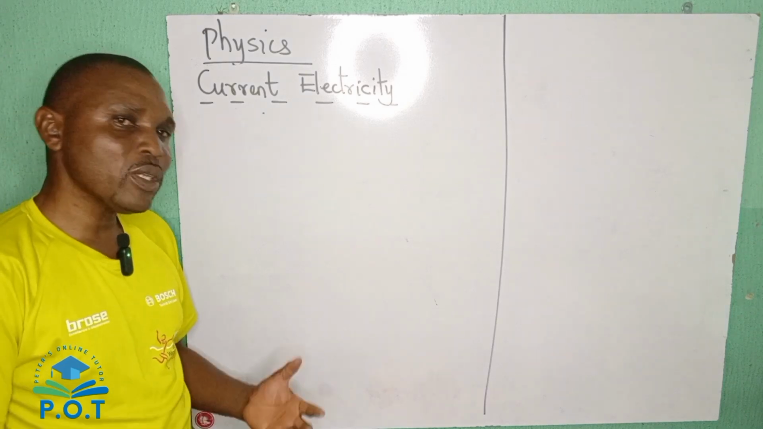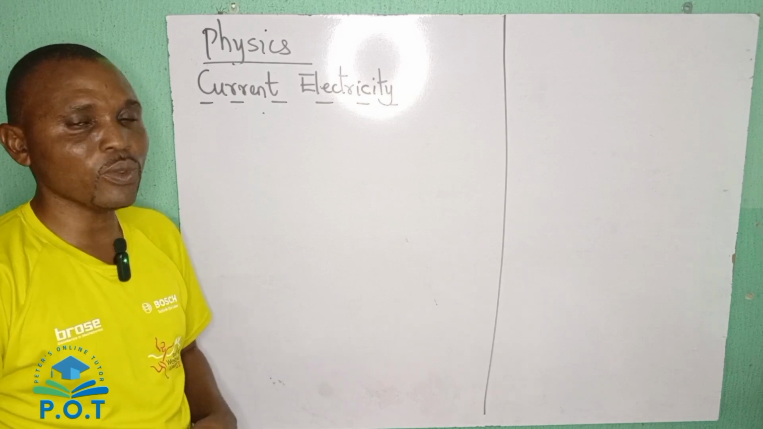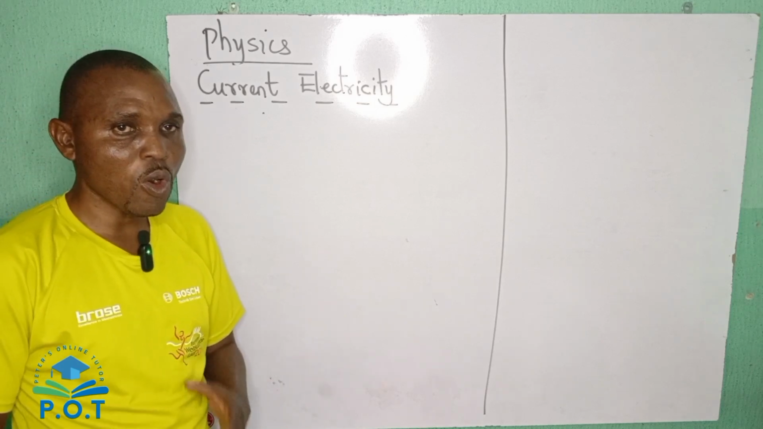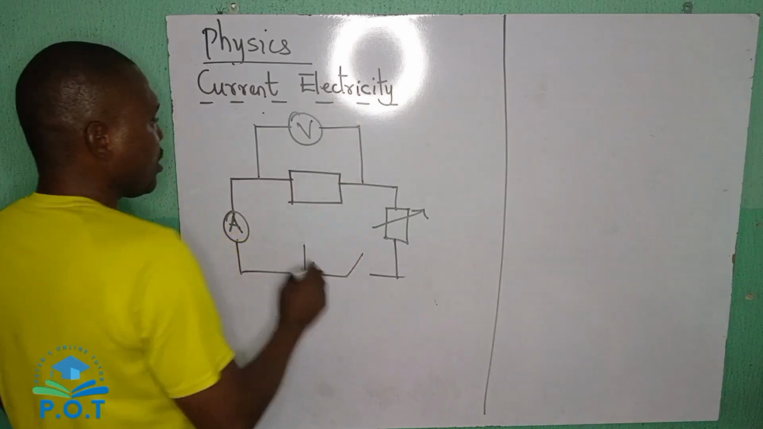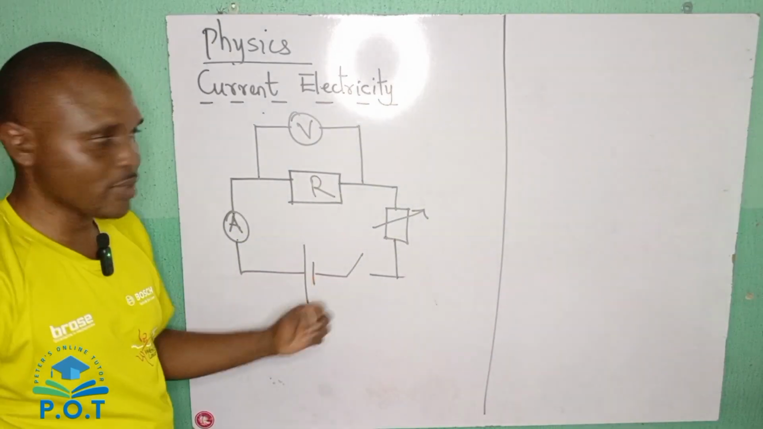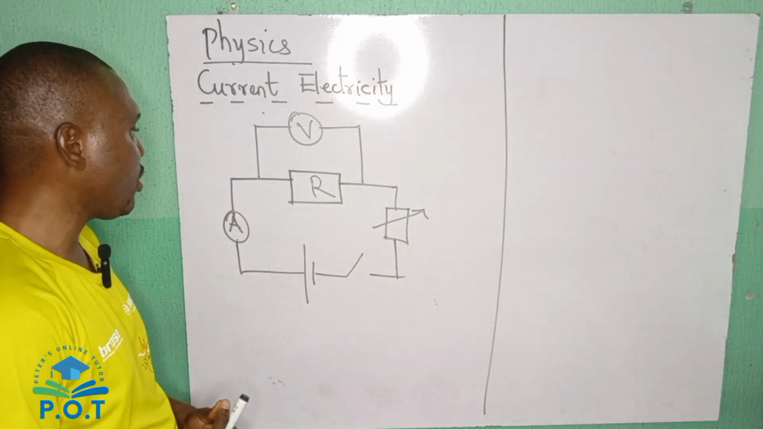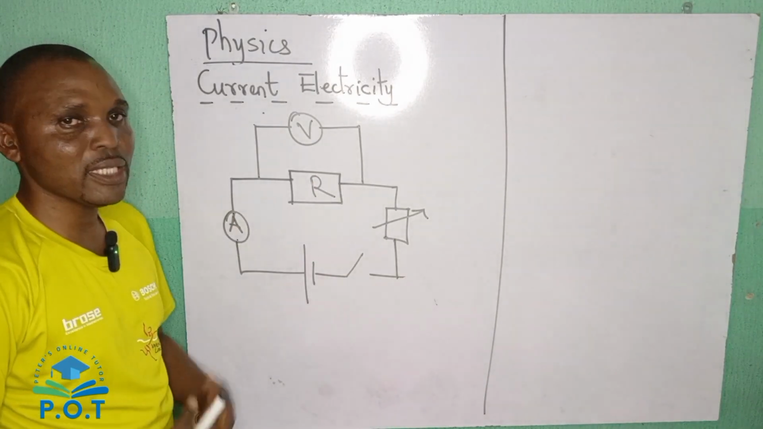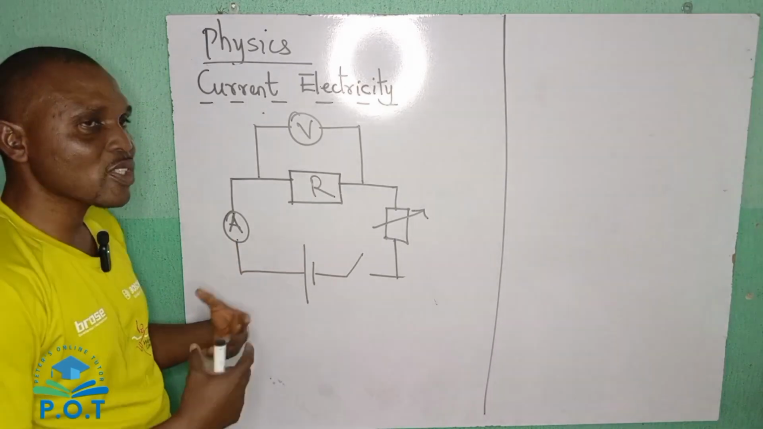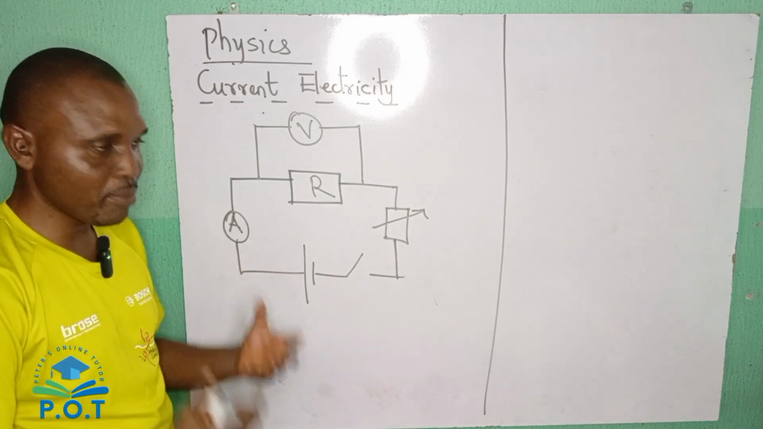Okay, now what is an electric circuit? An electric circuit is the path for the flow of current. This is an electric circuit. Now this is called the ammeter, it measures the value of current. This is the voltmeter, it measures the value of the potential difference. Now take note, the ammeter is connected in series while the voltmeter is connected in parallel.